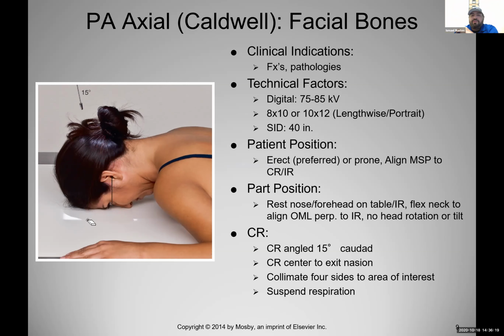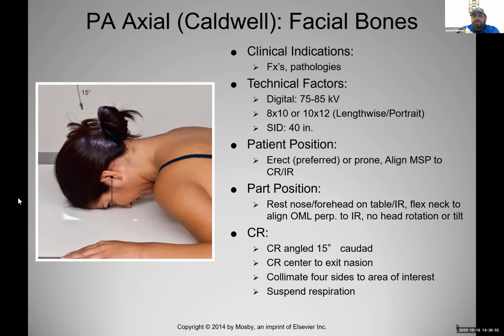All right. Once you've done that, you're going to center to exit at the nasion. So nothing has changed from when we did it for the skull and other projections. Still going to exit the nasion, collimate, suspend respiration. Really, the only thing that changes between these projections that we've learned for the Caldwell is your collimation. Because for the facial bone, you're going to collimate a little bit more to make sure you include the facial bones, whereas the skull, you needed to open up the collimation to get the top of the head. So again, nothing has really changed. We still want to make sure we have that 15-degree angle between the CR and the OML. We still want to make sure we're flexed to bring the OML perpendicular, center to exit at the nasion, 15-degree angle. Okay, collimate, suspend respiration.